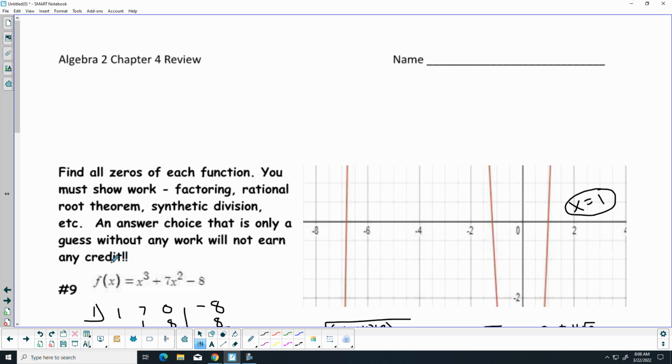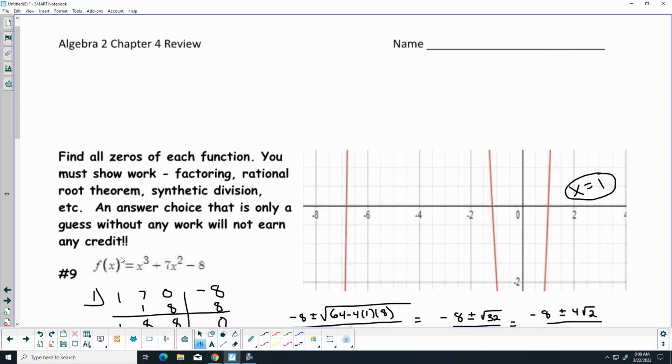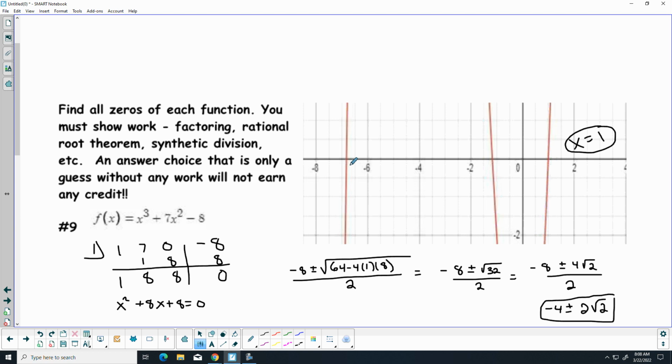All right, on this one I want to find all my zeros. So first thing I look at my graph. Now that's not an integer. That doesn't look like it's an integer. That one looked like 1. That would fit into the rational root theorem. I'm going to put 1 in my box.